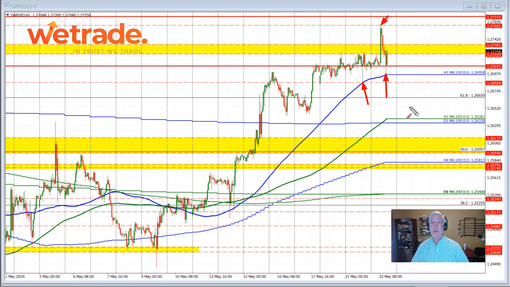On a break below that level, then we would expect to see further downward momentum with the 61.8% retracement, 200-hour moving average, or 100-day moving average, all targets on the downside on further selling pressure.